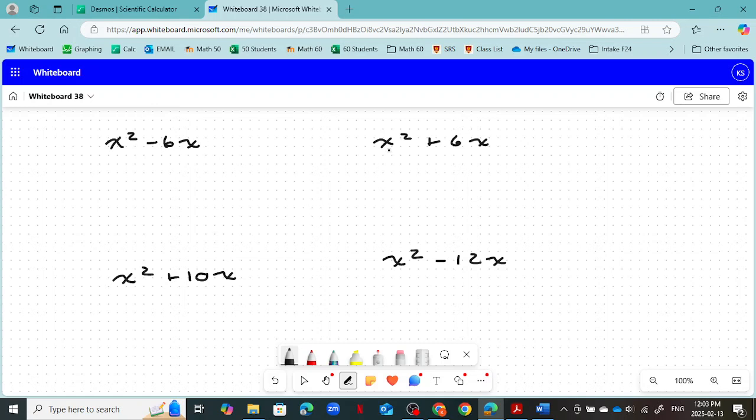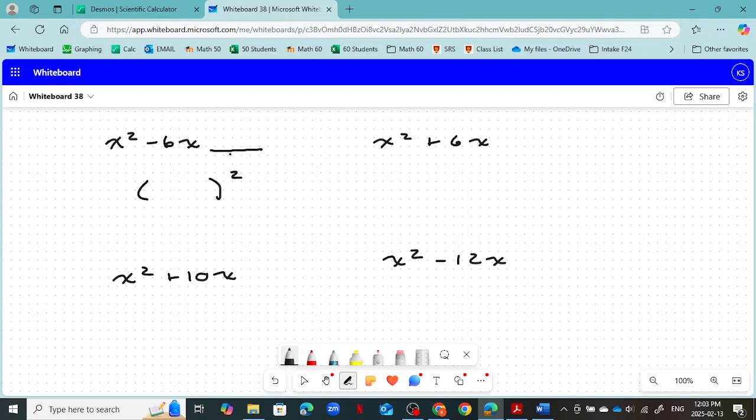So I've got 4 questions here that all have that even coefficient on x. So all the b values are divisible by 2. And we're going to just practice completing the square. So completing the square means making this into a perfect square trinomial that factors down to a binomial squared. So our job is to figure out what the number that we would add on the end would be to make this a perfect square trinomial.